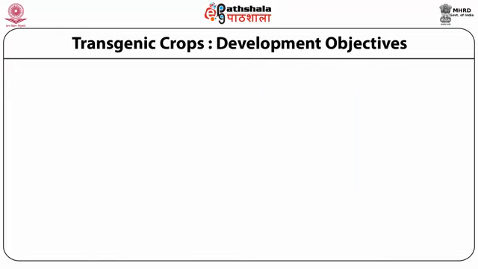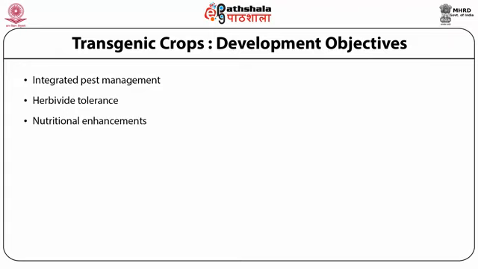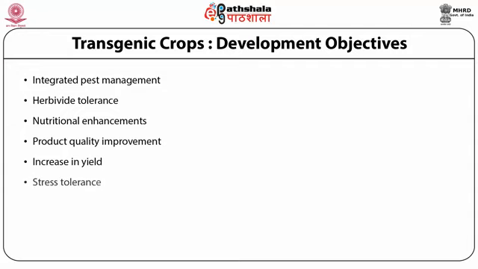Several different types of transgenic crops are produced, maybe more than 100 different types now, containing various genes, producing different types of traits. Some of them are given here. There is development with objectives such as integrated pest management, herbicide tolerance or resistance, nutritional enhancement, increased product quality, increased yield, improved stress tolerance, and plant-based pharmaceuticals. Several other objectives can be listed. Different types of plants can be produced.